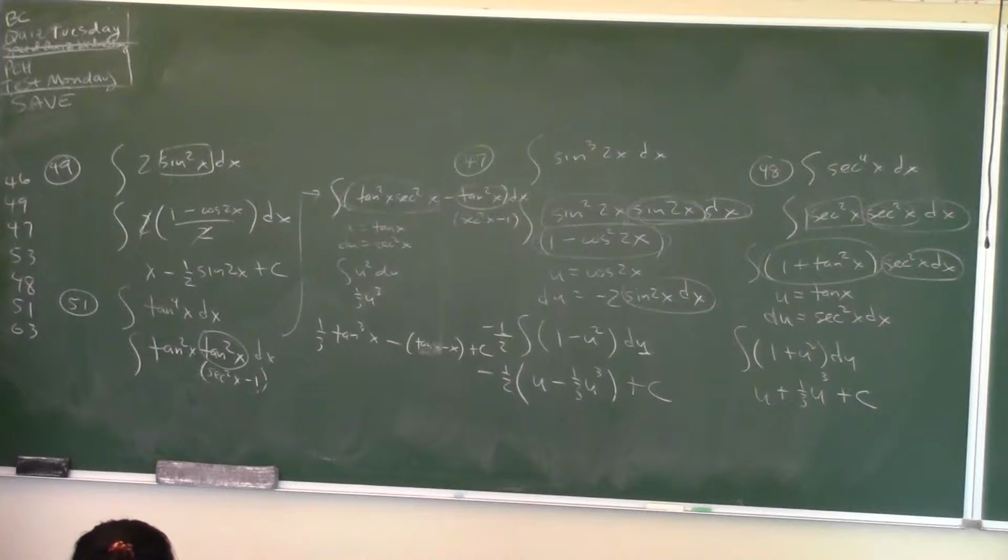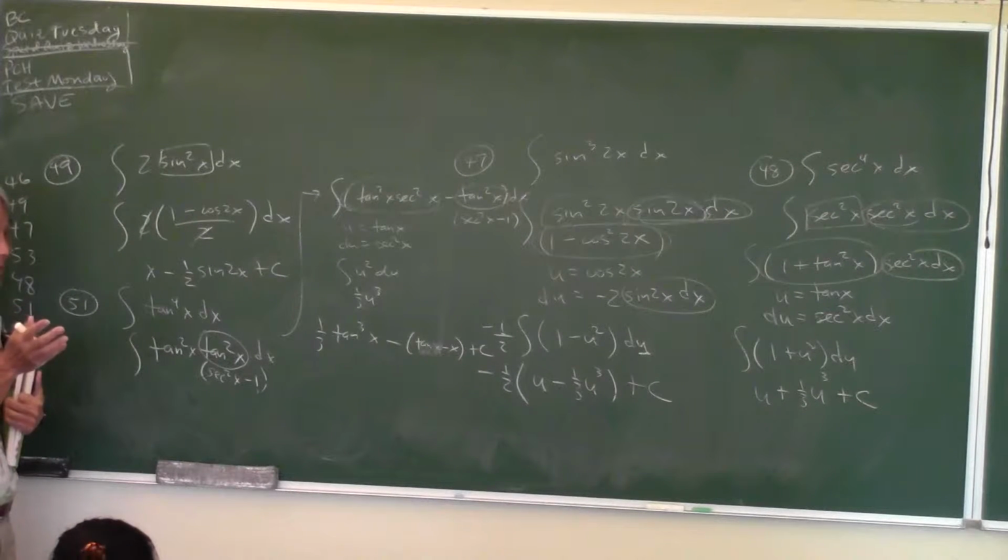Does the minus sign get distributed to the C? Wait, let me look. No. It doesn't matter, you know why? Because if you multiply a constant by -1, it's still a constant. So you can even do minus C.